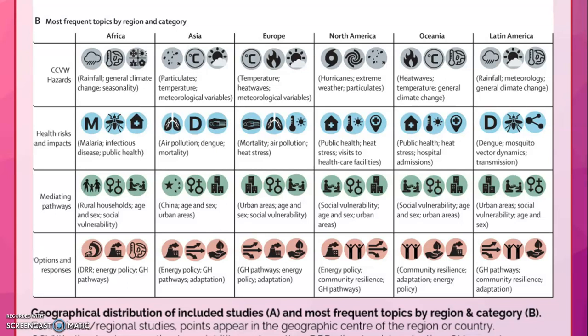Now, at first glance, a lot of that looks roughly the way you'd expect. So, for example, Latin America has a lot of research into rainfall, and that's associated with dengue, with mosquito, and other vector-borne diseases. Whereas, for example, Asia, particularly China, there's more research into particulate matter, air pollution, but also the associated response, right? So energy policy and greenhouse gas emission pathways.